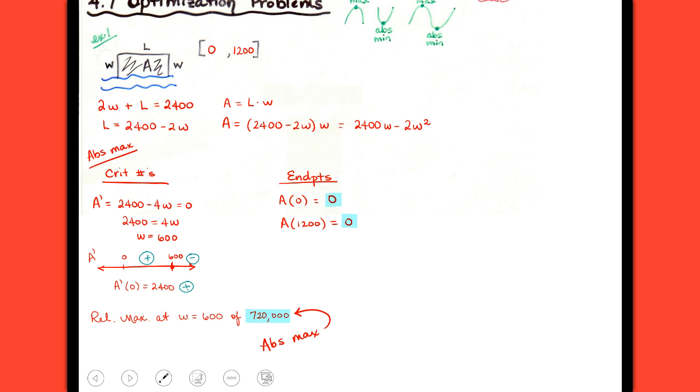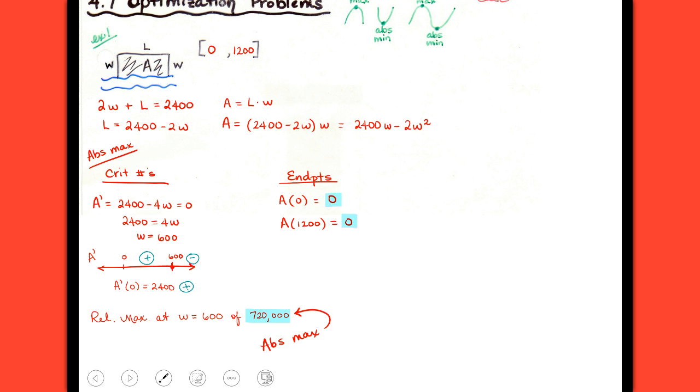All right, the other thing with word problems I need to be careful of is that I answer the question that's asked. Because if I circle 720,000, that is not the answer. If I go back and look at the problem, it didn't say what is the maximum area that gets fenced in. It says, what are the dimensions of the field that give me that maximum area? What do they want? The length and the width, right.